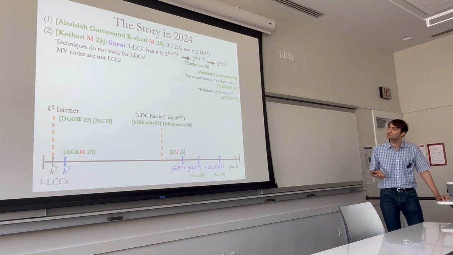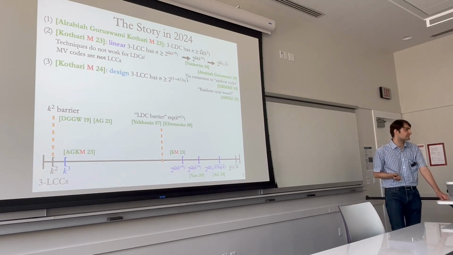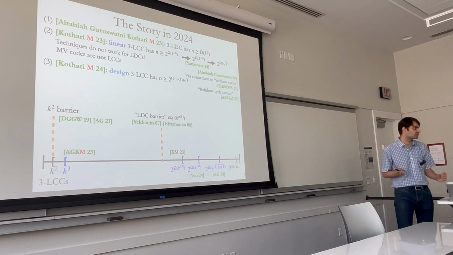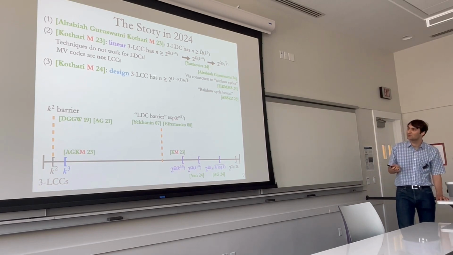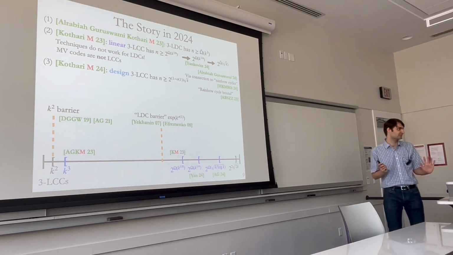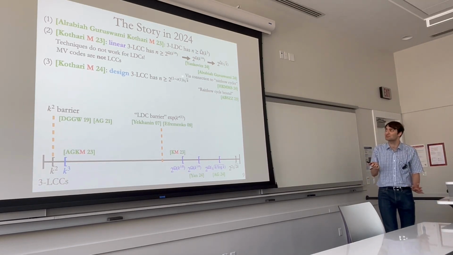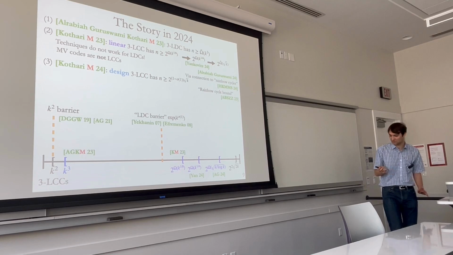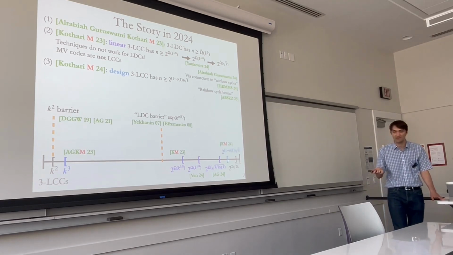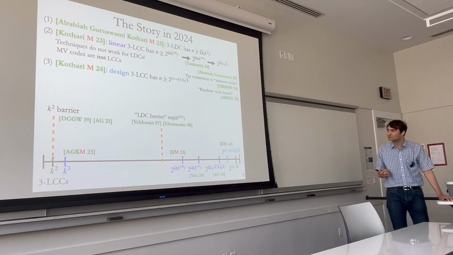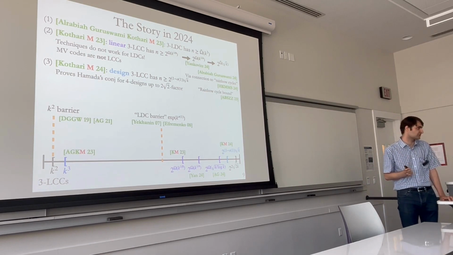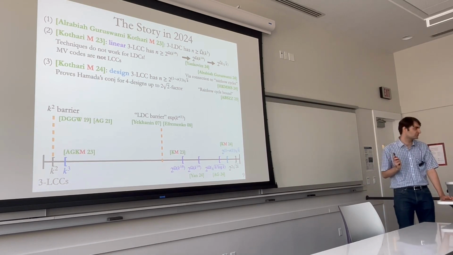And concurrently, Pravesh and I proved that, at least in the case of design LCCs, which is a special case of linear LCCs, they have a block length that's 2 to the, well, up to this little over 1 factor, just root k. So I'm not hiding any constant in the exponent here. Okay, so up to this 2 root 2 factor, this is tight. In particular, this proves Hamada's conjecture for 4 designs up to this 2 root 2 factor.